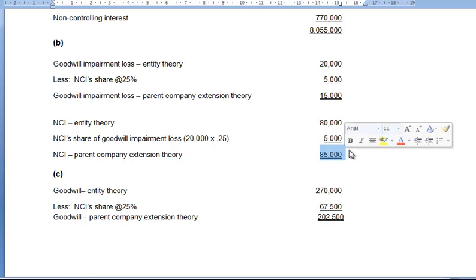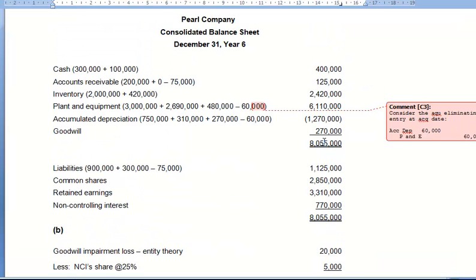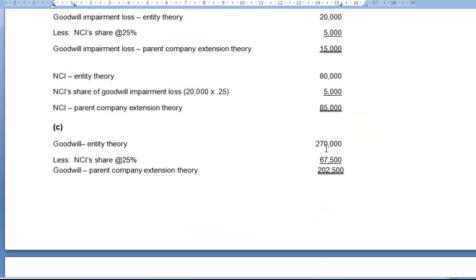Okay? Now, if we were doing part C of the question, they said to calculate goodwill and NCI in the consolidated balance sheet at the end of year 6 under the parent company extension theory. Well, we know that goodwill, consolidated, we had it up here in the consolidated balance sheet under the entity theory was 270. But don't forget, that includes NCI's share. NCI wouldn't have picked up its share of that at 25%, so it doesn't pick that up. So again, it would be 2025.